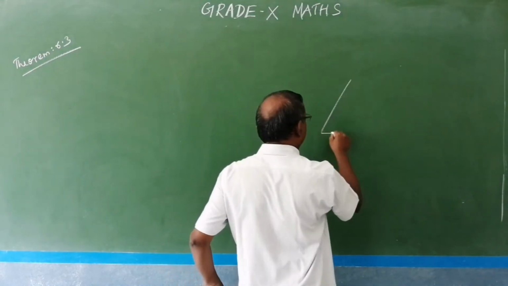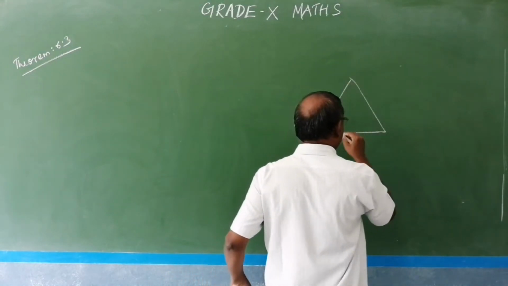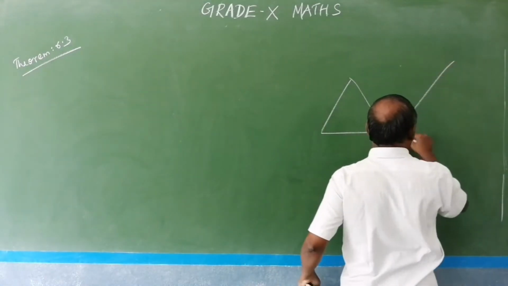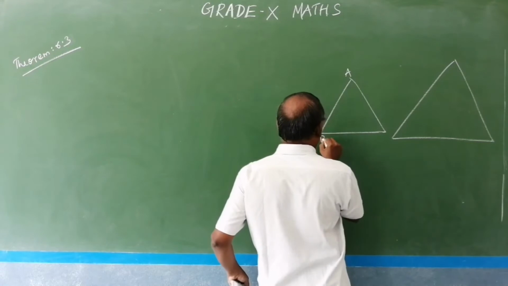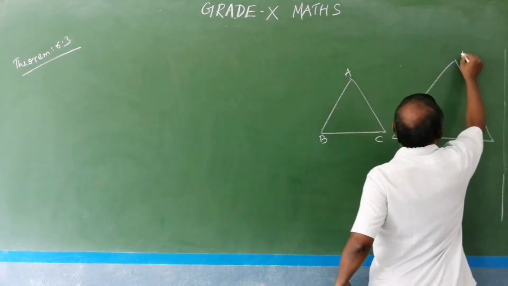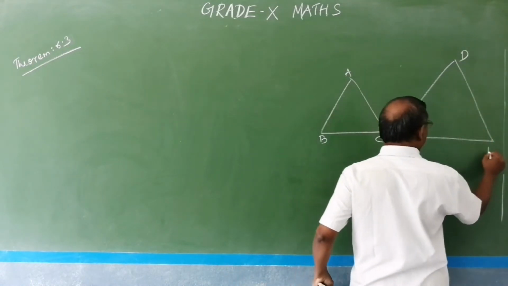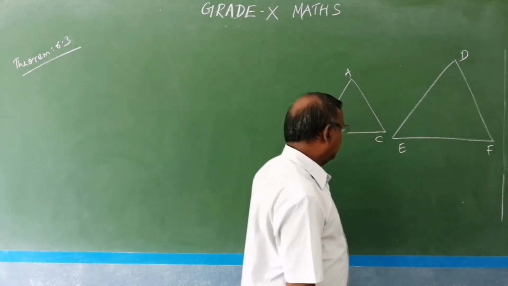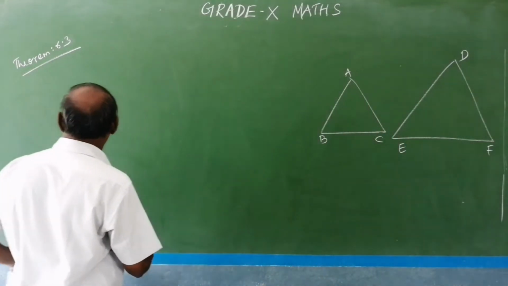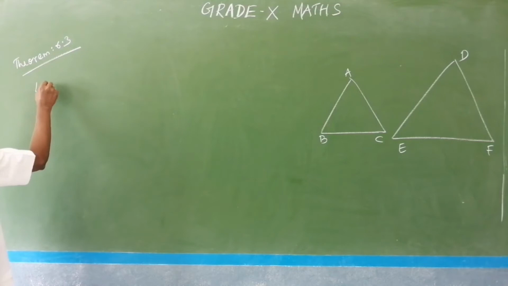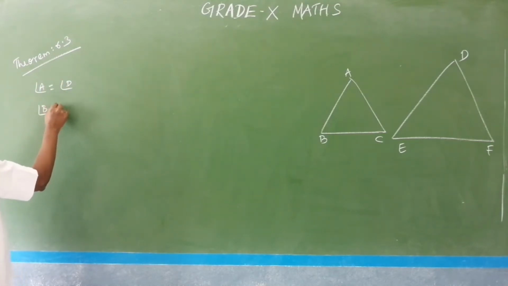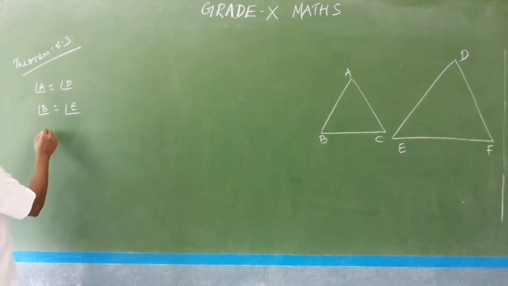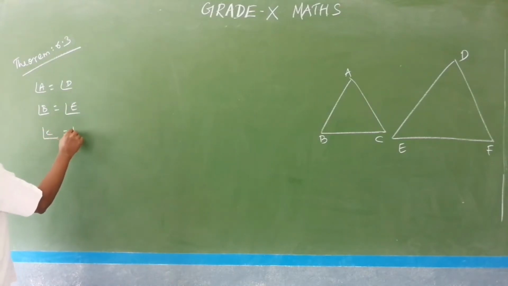Let ABC and DEF be two triangles such that angle A equal to angle D, angle B equal to angle E, angle C equal to angle F.